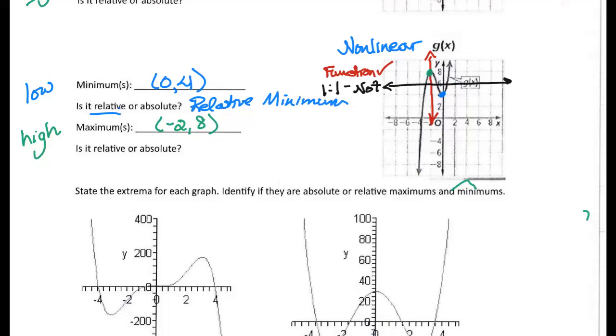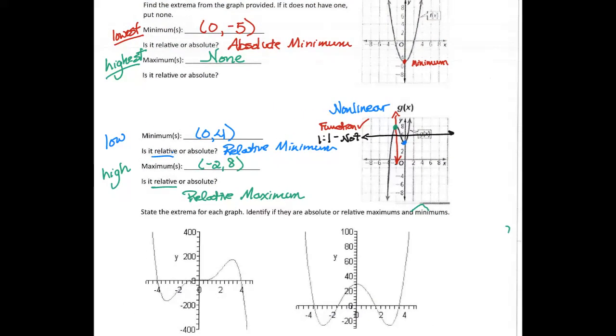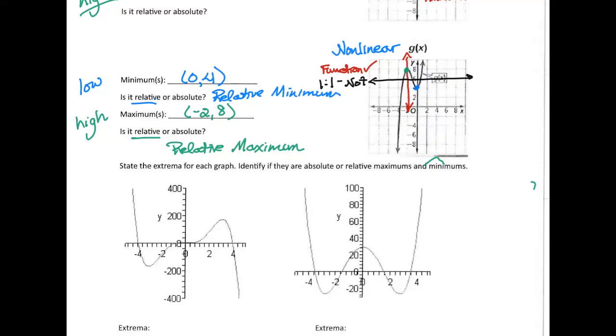Is that a relative or absolute maximum? Is it the highest point of that entire graph? No, because see that arrow keeps going. There is not going to be an absolute maximum, but it is relatively high for the area around it. So this is a relative maximum. Okay? So if it is the absolute highest or lowest point, it is an absolute maximum or minimum. If it's a high or low point in the general area, then it is relative.